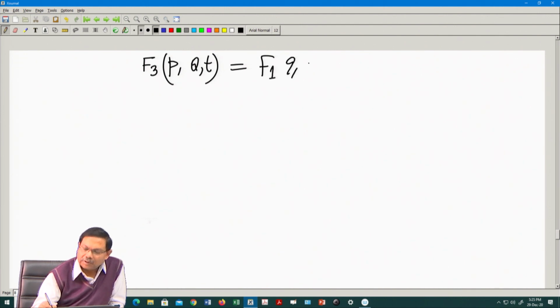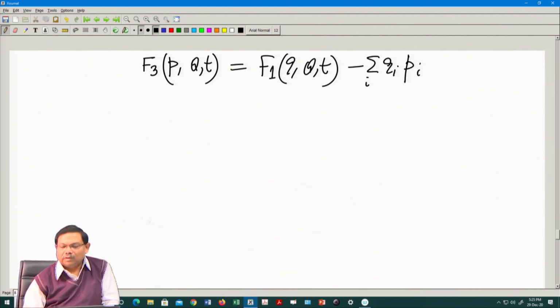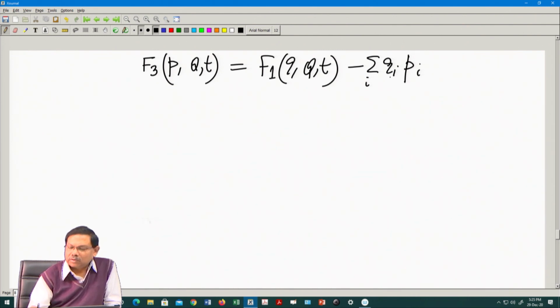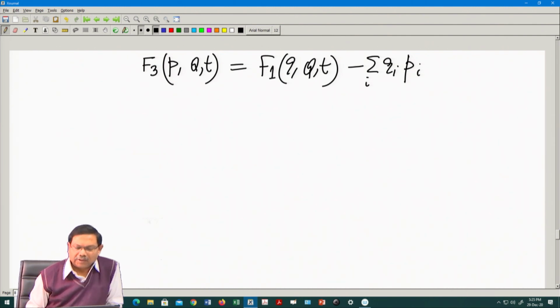First kind of generating function, and now if I put a minus Q_i P_i. If I do that, so Q is common and uppercase Q appears here, lowercase p appears here. Okay. So, it would be a function of these two things, that is what is appearing in F3. So, this is my third kind.